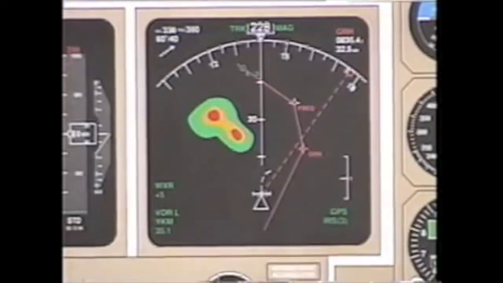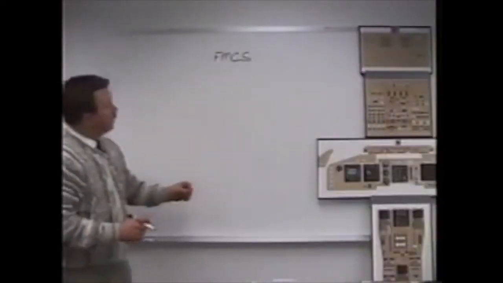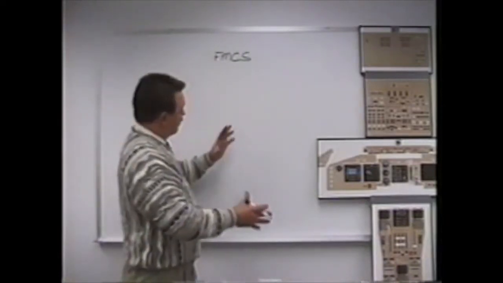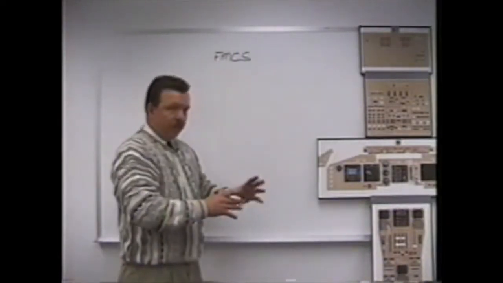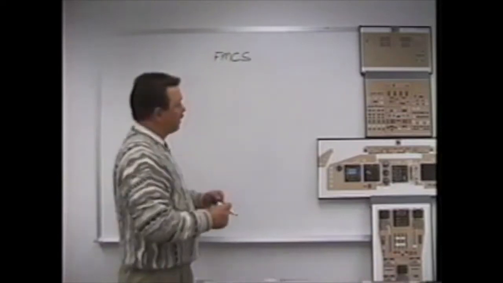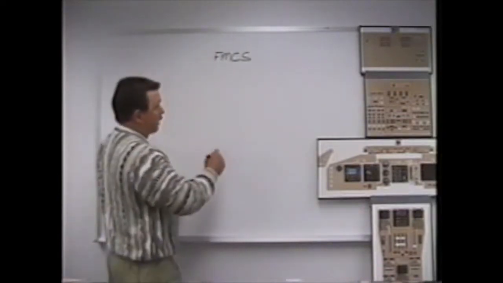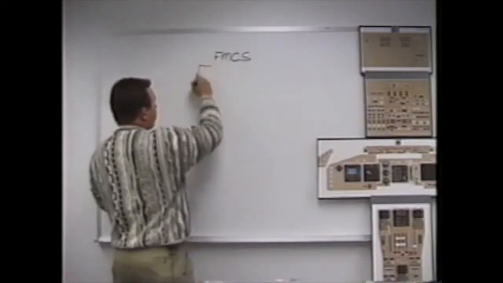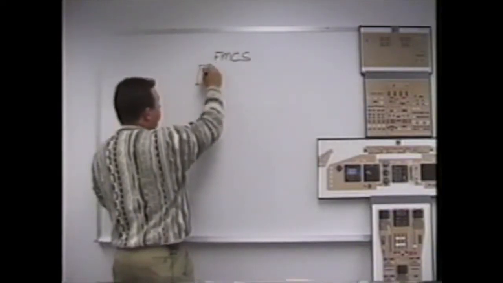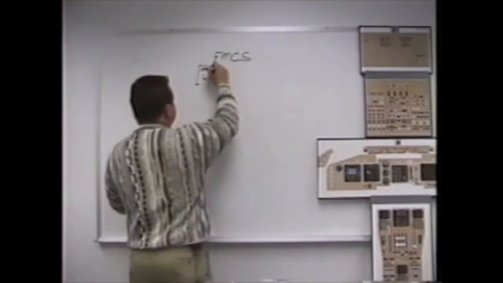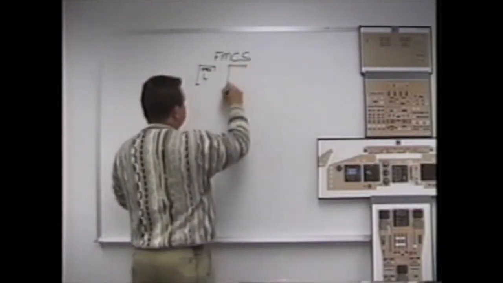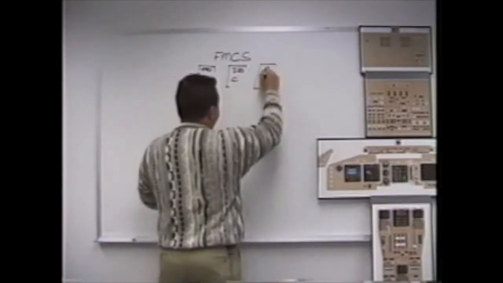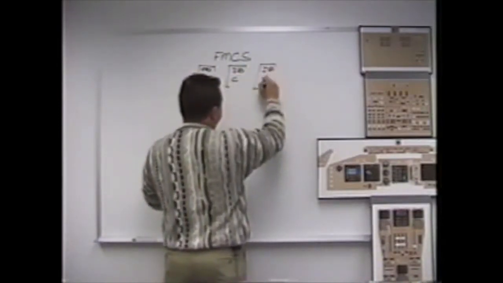IRS-3 GPS. Let's discuss now the big picture for the flight management computer system. We'll try to bring all the pieces into one big picture, talk about them individually as we go, and hopefully it'll come together. Flight management computer system. Start off with our IRSs. We've got 3 IRSs: an IRS left, an IRS center, and an IRS right.